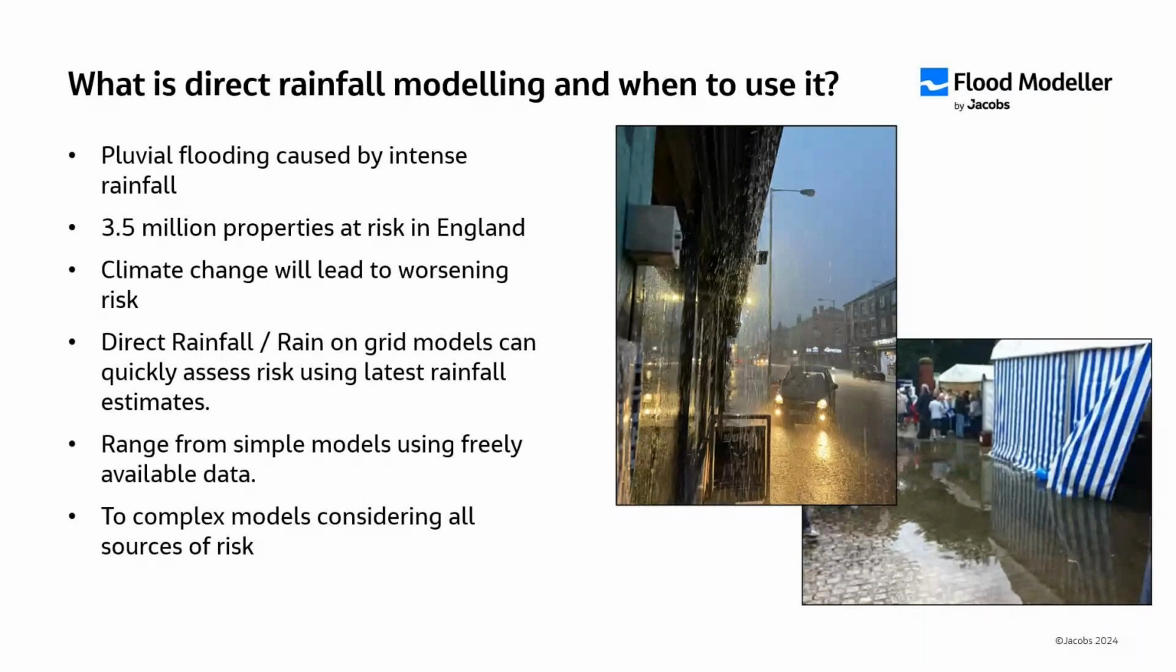These models can range from very simple setups using freely available data, and that's what I'll demonstrate a bit later on in this presentation. But we can make them more complex. We can add additional details, so we can start to pull in things like subsurface pipe networks, sewers, linking to other sources of risk such as rivers, coastal, and such like. So these models are very powerful. They can be set up very quickly, and they can allow us to assess the risk of flooding at small scale or very large scale.